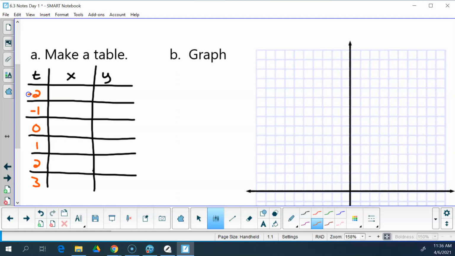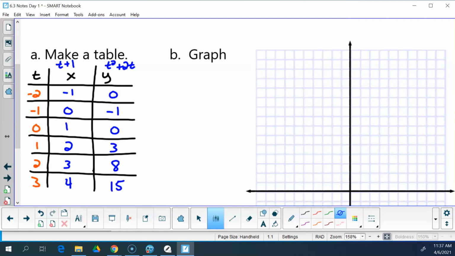So again, x was t plus 1. So that's going to be -1, 0, 1, 2, 3, and 4. Y was t squared plus 2t. -2 squared is 4. 2 times -2 is -4. 4 plus -4 is 0. -1 squared is 1, minus 2 is -1. 0 squared plus 0 is 0. 1 squared is 1 plus 2 is 3. 2 squared is 4 plus 4 is 8. 3 squared is 9 plus 6 is 15.